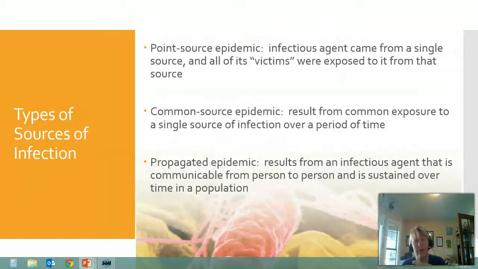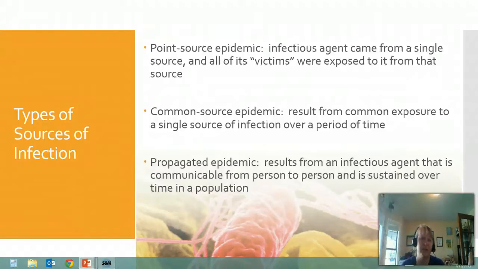Alright, so let's talk about the types of sources of infection. Whenever we start to see some kind of rise in disease, or we start to see frequency or prevalence numbers come up, this is where we start to talk about these different types of epidemics that could be happening. The first of these is a point source epidemic.